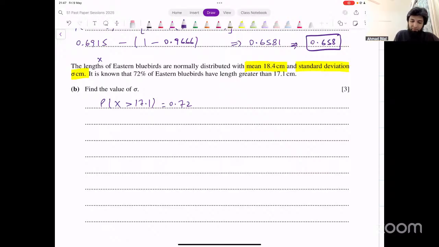Now that's inverse normal. We've got the probability given. We have to find standard deviation from that. We can start like this. Probability of z greater than some value that is equal to 0.72. Now, what do we have in this place?